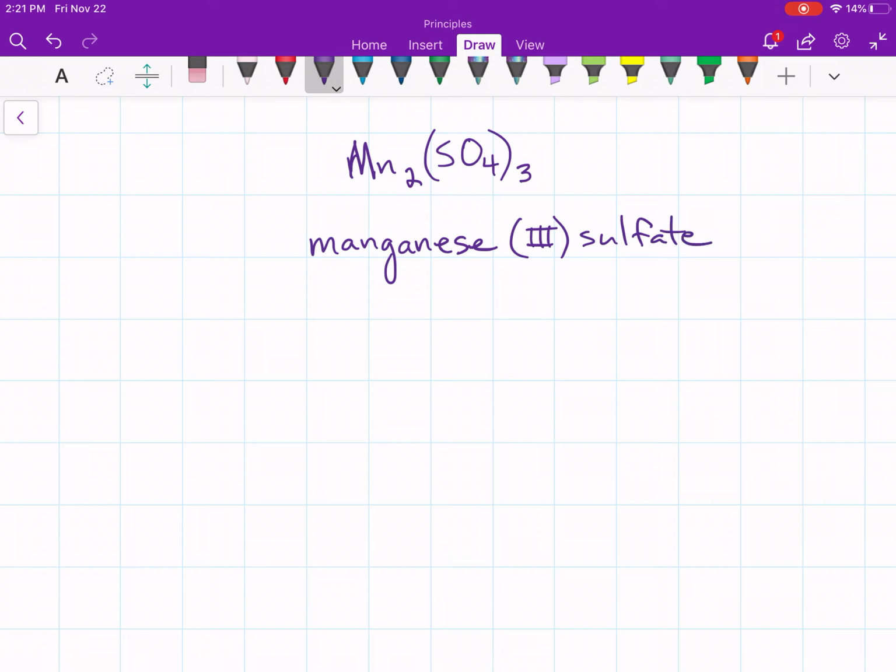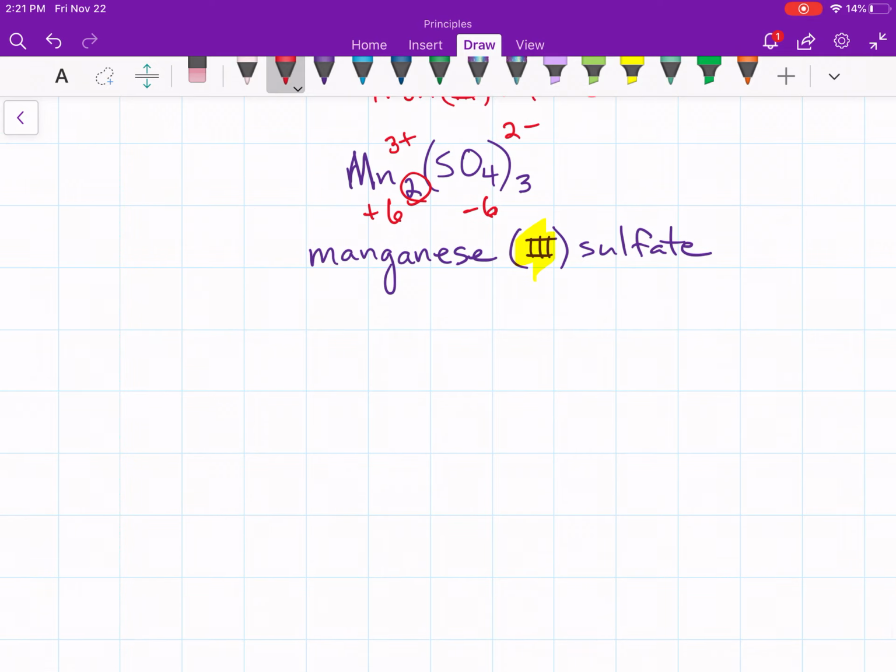So where'd I get the 3 from? Well, that's the charge on the manganese, but how did I know that? Well, sulfate is -2. That's just a constant, and you could look that up in your notes. And if I have 3 of them, that's -6. So that means the total on my manganese has to be +6 to cancel that out. And if I have 2 of them, that means each manganese has to be +3. So manganese 3 sulfate.